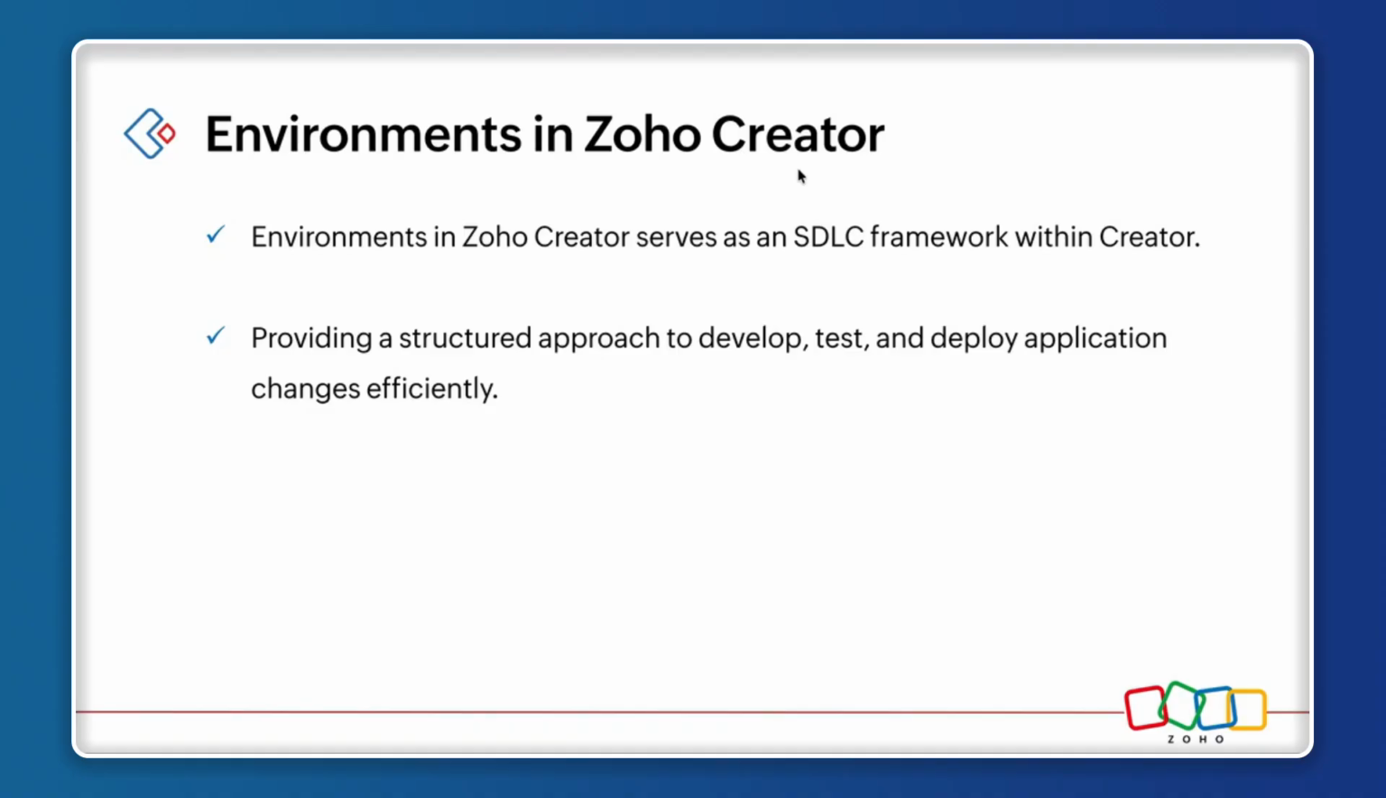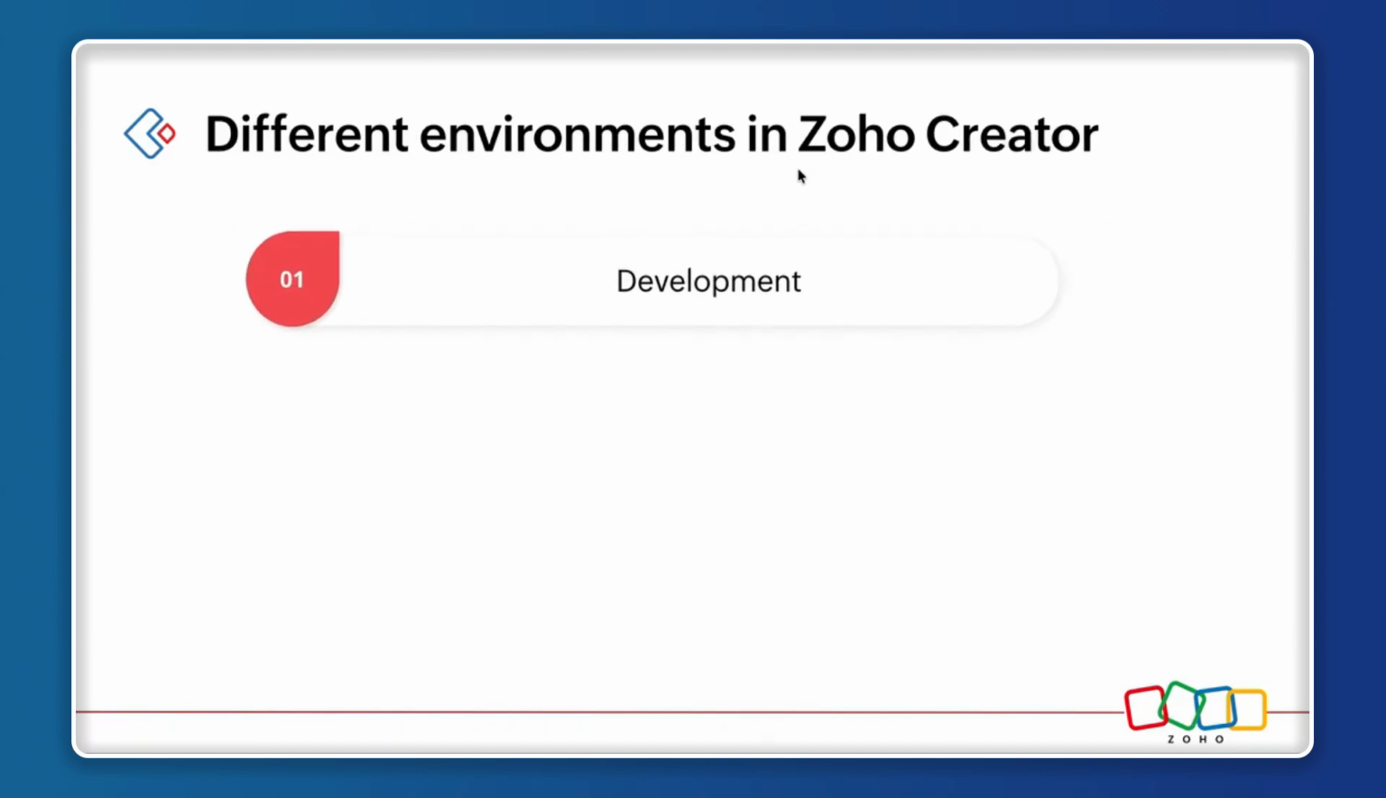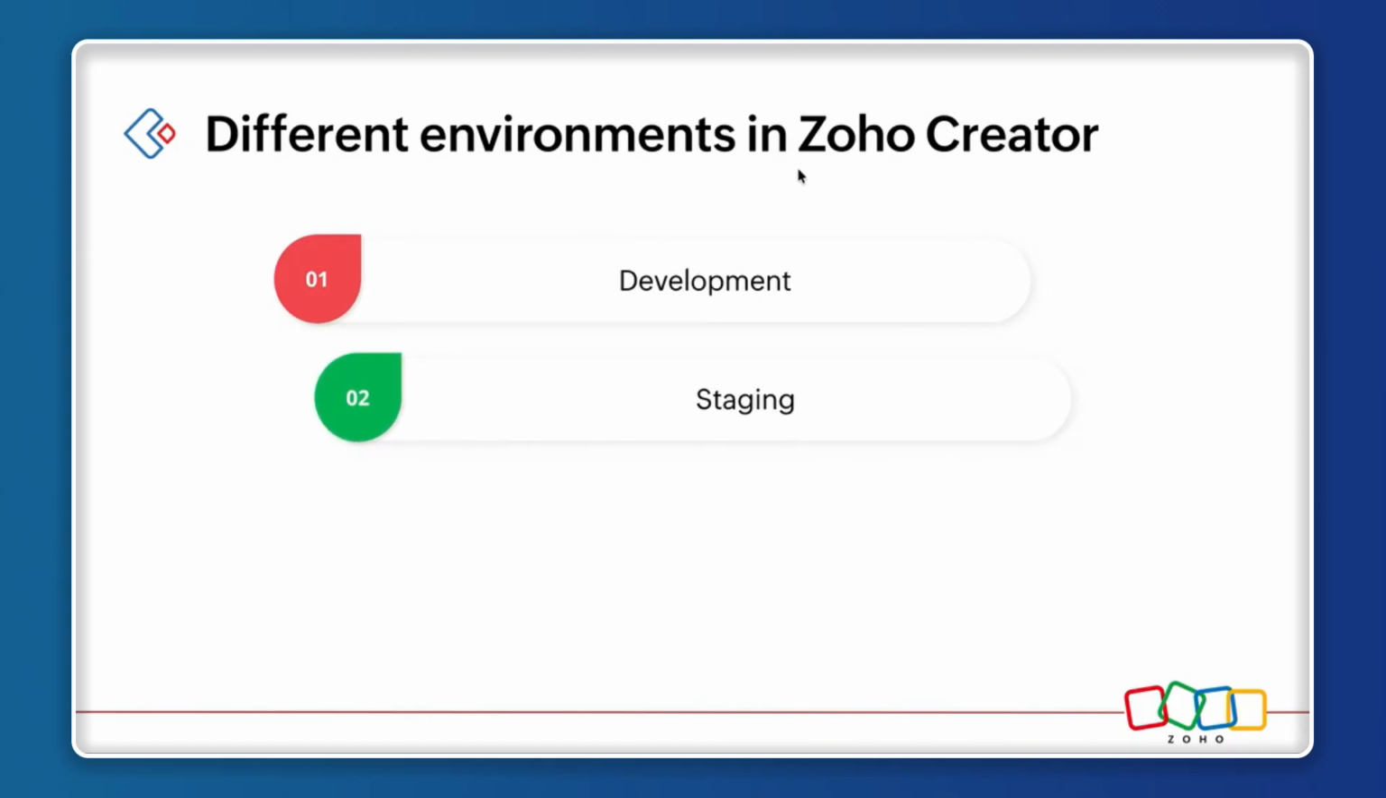So let's first understand what the different environments are that you can find within the Creator platform. Starting with the first one, which is the development environment. And then we have the staging environment, and then we have the production environment. These are the three different environments that you can find in Zoho Creator. We will explore how you can use them to the fullest for your application development and testing, and how you can have it published to the end user as well, right? So let's enter into these options one by one.